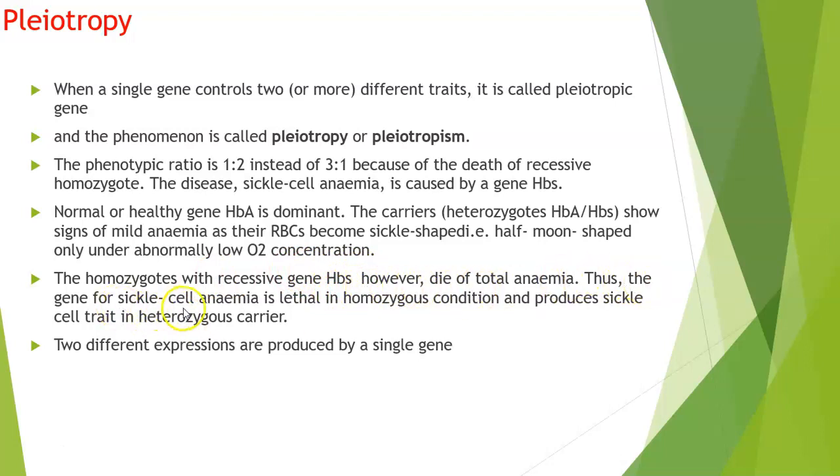Thus the gene for sickle cell anemia is lethal, that is, it leads to the death of the bearer in homozygous condition and produces a sickle cell trait in the heterozygous carriers. So here you have two different expressions that are produced by a single gene, which is HbS.